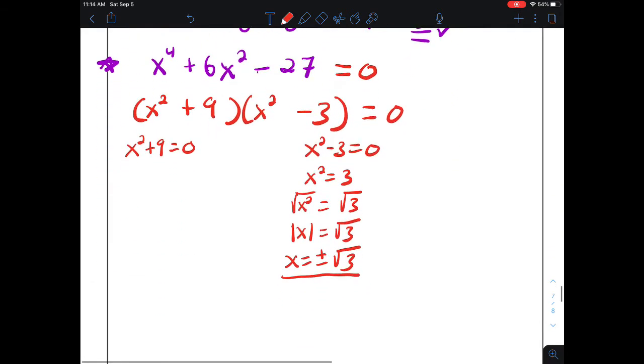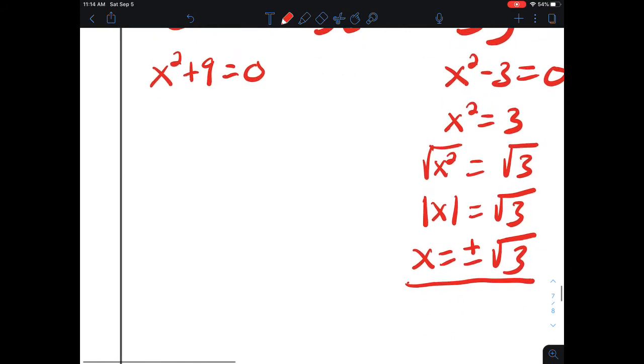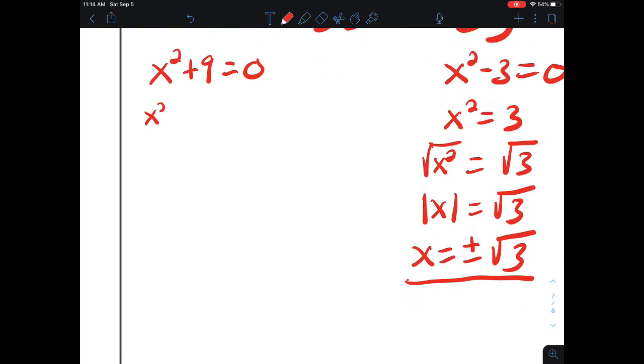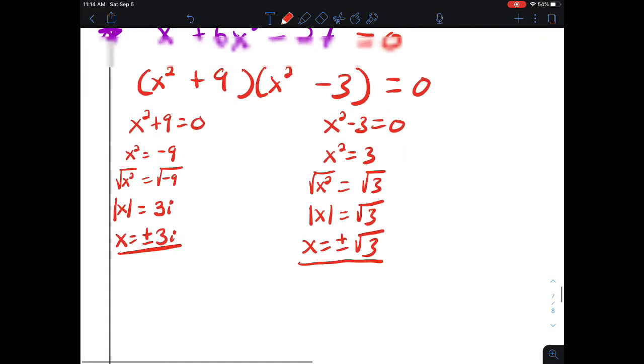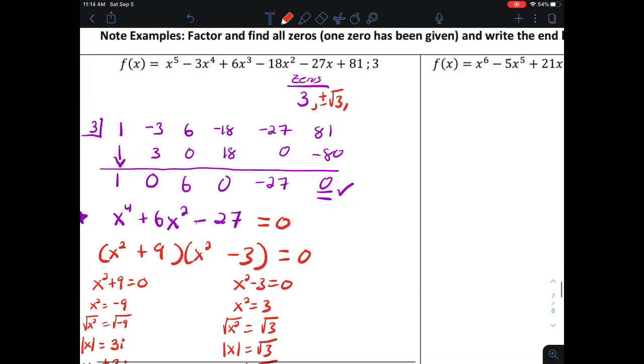And my other 2 are going to come from x squared plus 9. So that gives me x squared is equal to negative 9. I take the square root of both sides. The square root of x squared makes the absolute value of x. The square root of negative 9 is 3i. And so we have x is equal to positive or negative 3 times i. So there go our other 2 zeros, plus or minus 3i. So I have all of my zeros here, all 5 of them.